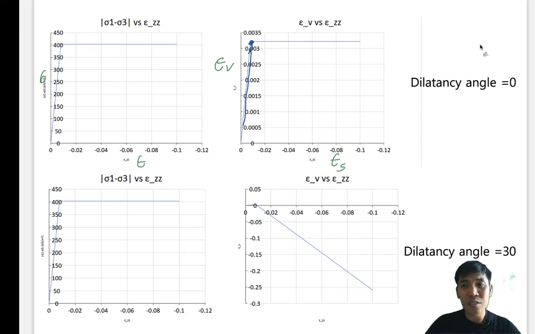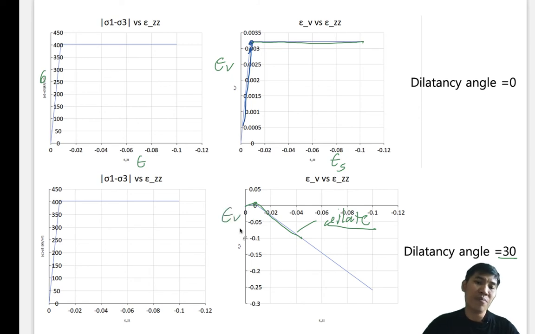When it touches the yield function in Mohr-Coulomb, it is something like this. It's flat because the dilatancy angle equals zero. On the other hand, if you set the dilatancy angle equal to 30, when it yields, it becomes like this. It dilates. So that means the behavior of volumetric strain, or the volume change, depends much on this parameter.